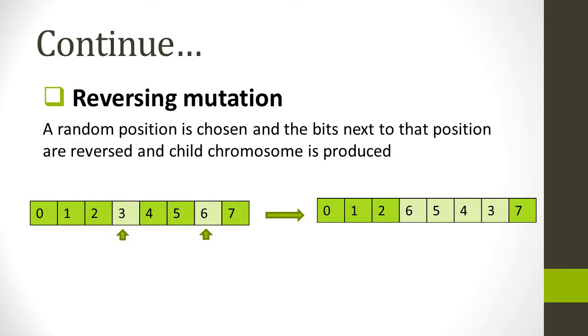The third technique is reversing or inversion mutation. In reversing mutation, we select a subset of genes like in scramble mutation. But instead of shuffling the subset, we merely invert the entire string in the subset.